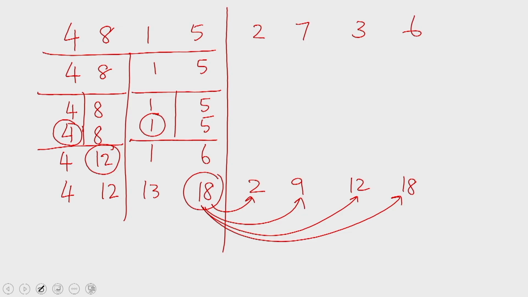Therefore, the final answer would be, on the left side the values are written as they are. So, 4, 12, 13 and 18, and on the right side we have 18 added to these values: 18 plus 2 is 20, 18 plus 9 is 27, 18 plus 12 is 30, and 18 plus 18 is 36. So, the final prefix sum values are 4, 12, 13, 18, 20, 27, 30 and 36, which you can see are correct.